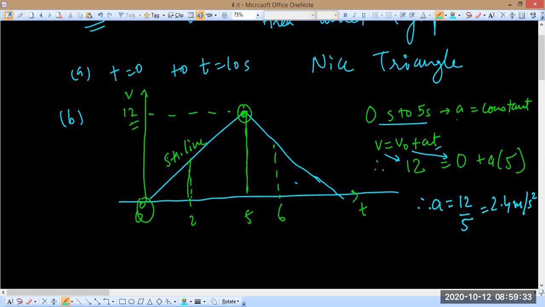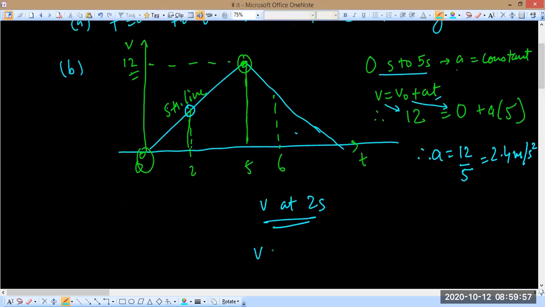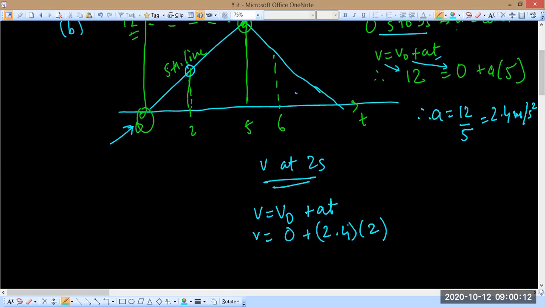Now once you have this a, it is possible to find out what's the velocity here. So if I want to find velocity at 2 seconds, I will use once again the first equation, v equal to v0 plus at. Final velocity at 2 seconds we don't know, initial velocity at 0 second we know. So you get it like this. So that's going to be 4.8 meter per second.